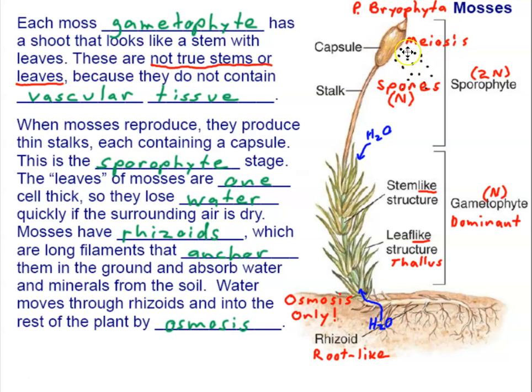Remember, anytime you go from diploid to haploid, that's through the process of meiosis. So we go from the diploid sporophyte to haploid spores, and that's what the sporophyte does. The spores then are going to germinate and give rise to a new gametophyte, which is also haploid. So the haploid spores germinate and give rise to the haploid gametophyte, and the whole thing starts over again. And of course, we'll be looking at the life cycle.